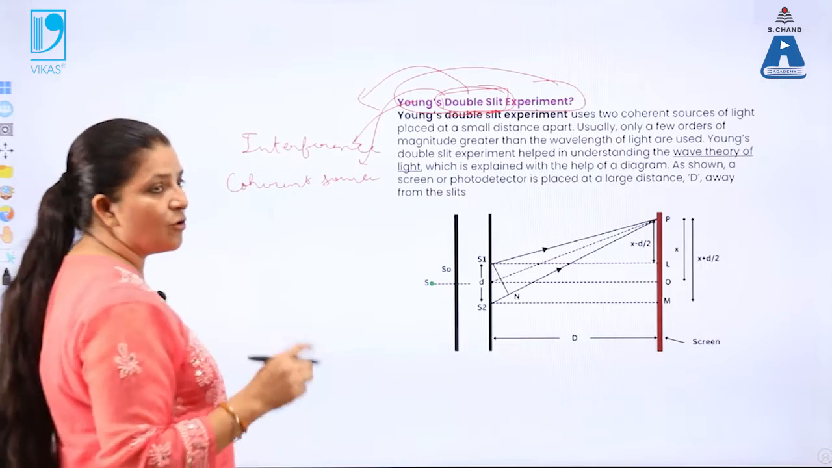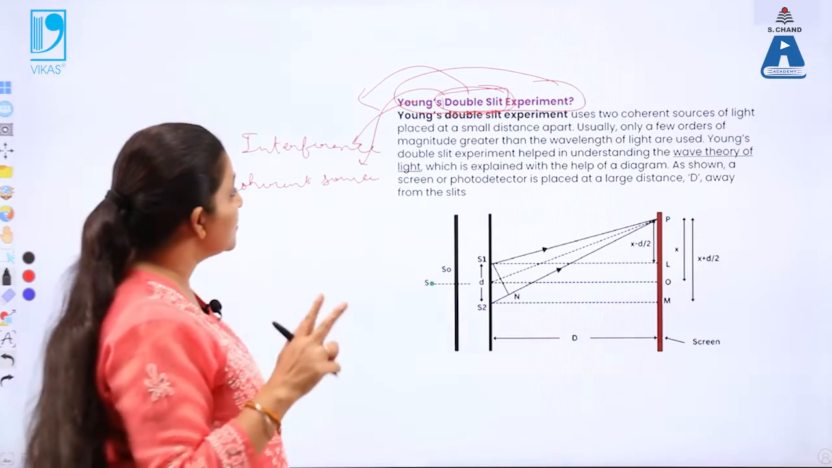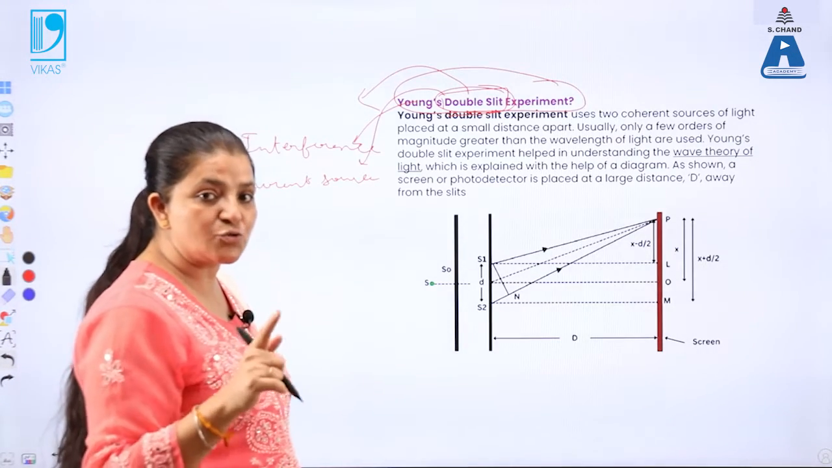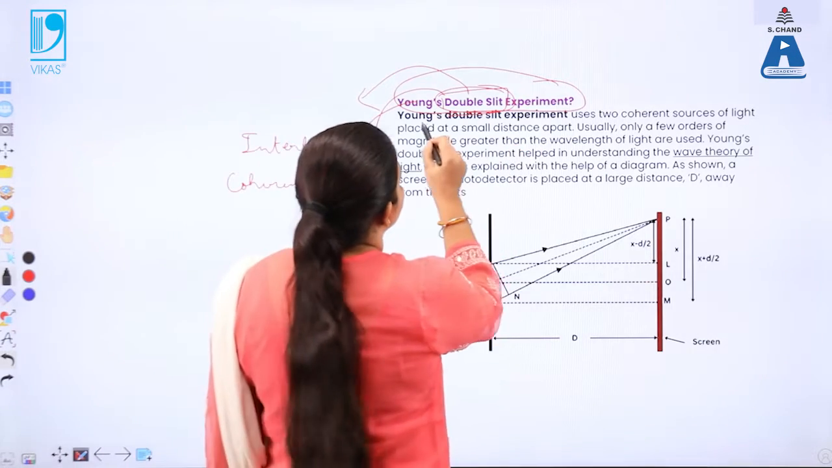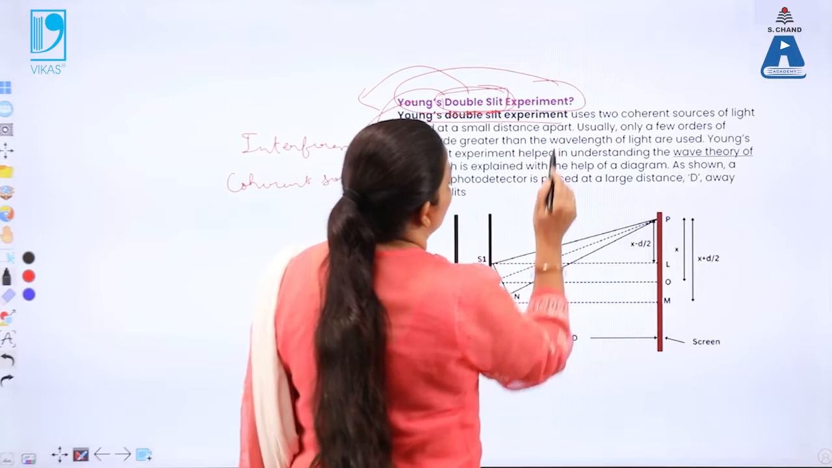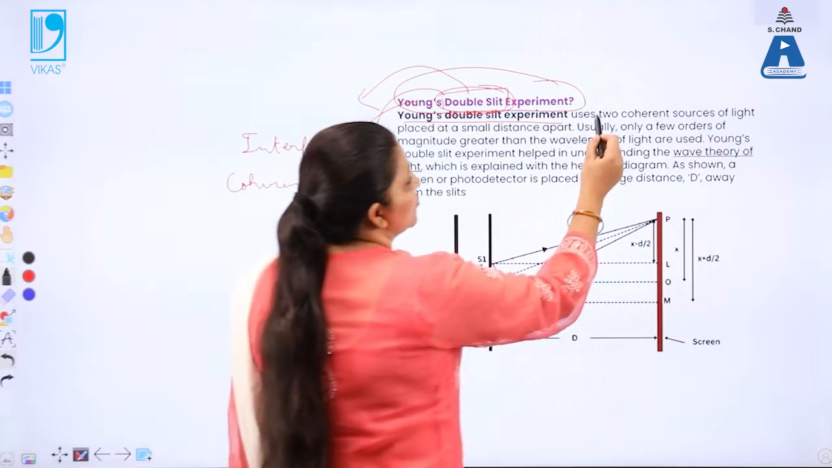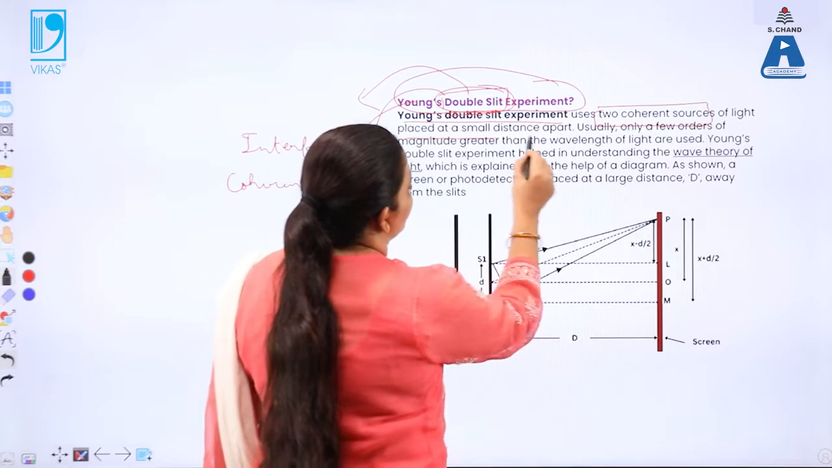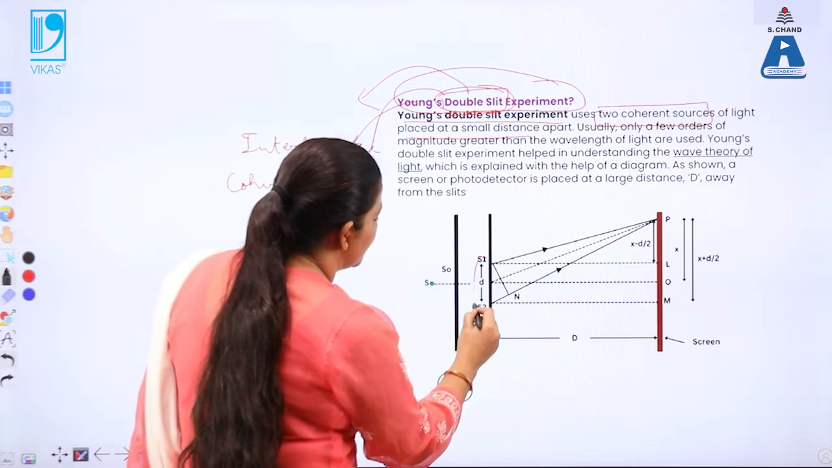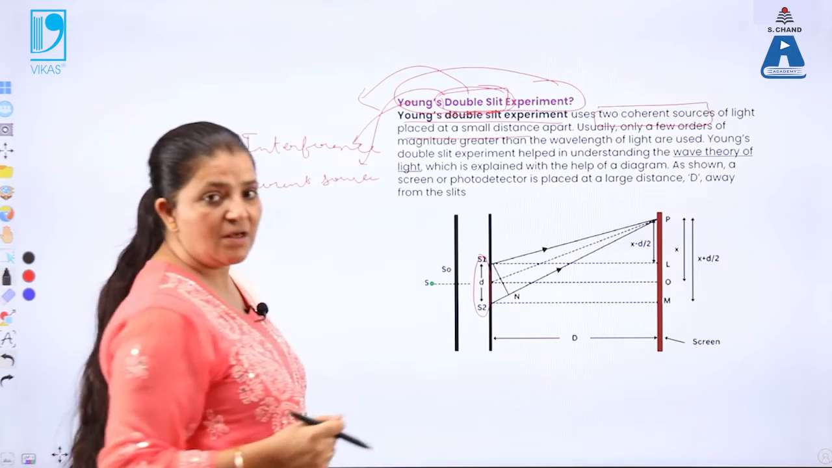That means in order to produce coherent sources from a single source, the double slit is used in this case. Now this is called the Young's double slit experiment. In this case we are using 2 coherent sources of light which are placed at a very small distance. The distance between these 2 sources is very small, that is d.